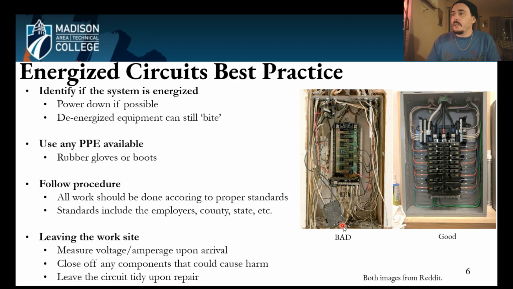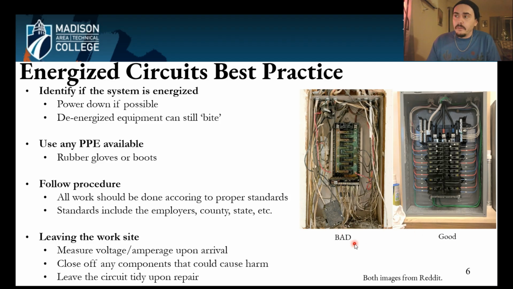I just want to point out here, these are two electrical panels. You can see the one on the left is just a rat's nest. It looks terrible. The one on the right looks fantastic. It's clean, it's easy. Now, which of these two do you think is going to be easier to troubleshoot? I mean, it's obviously a rhetorical question. I'm recording a video. There's no one here to answer that. But the good one is by far easier to troubleshoot.